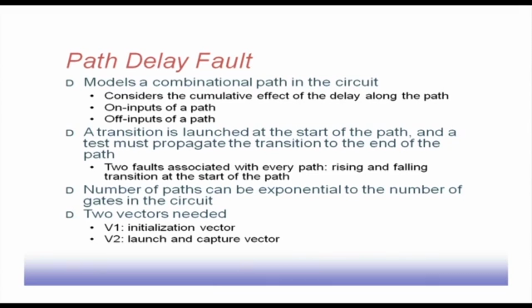Now, the problem is that the number of paths can be exponential in the number of gates in the circuit. So, if from the primary output we backtrack and try to look to the primary input, there are innumerable paths, and as the size of the circuit grows, the number of paths will also be very high. Particularly if there is a fan-out somewhere in between, then the number of paths will increase even further.